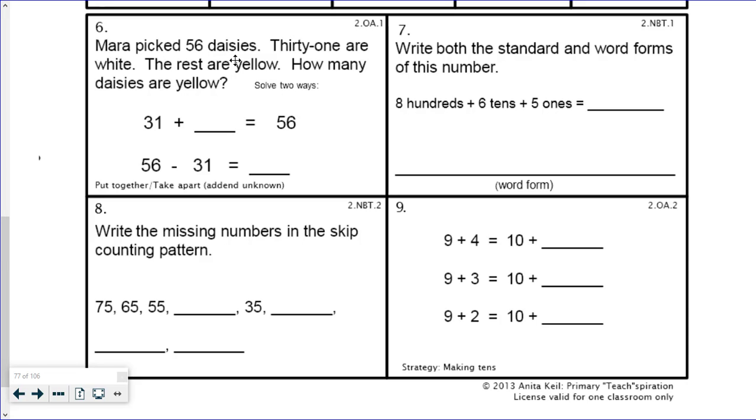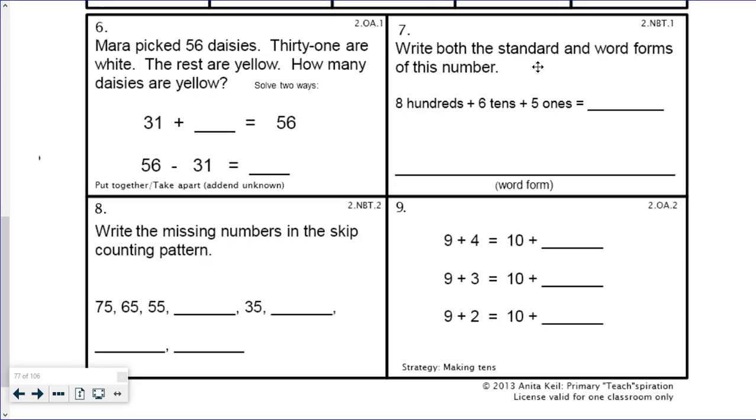Mara picked 56 daisies. 31 are white, the rest are yellow. How many daisies are yellow? So you're going to actually solve this problem two ways. So you're going to solve it two ways right here. Pause your video and do that one.